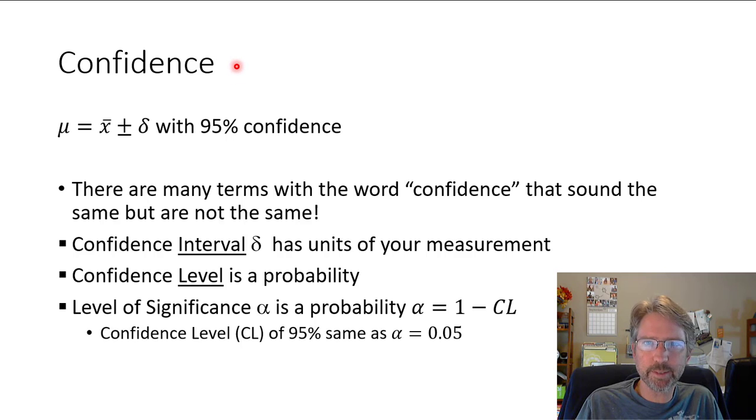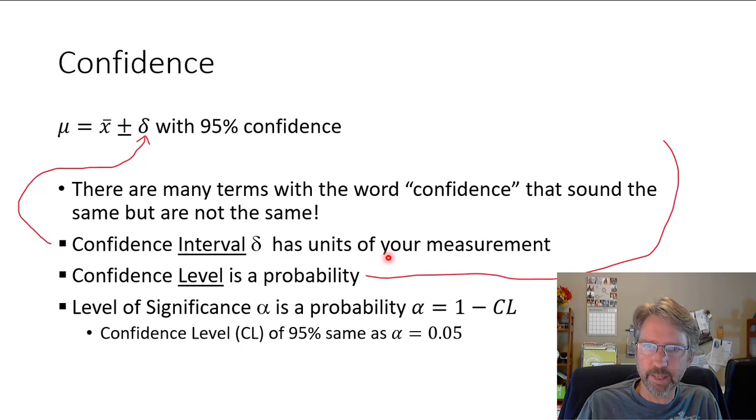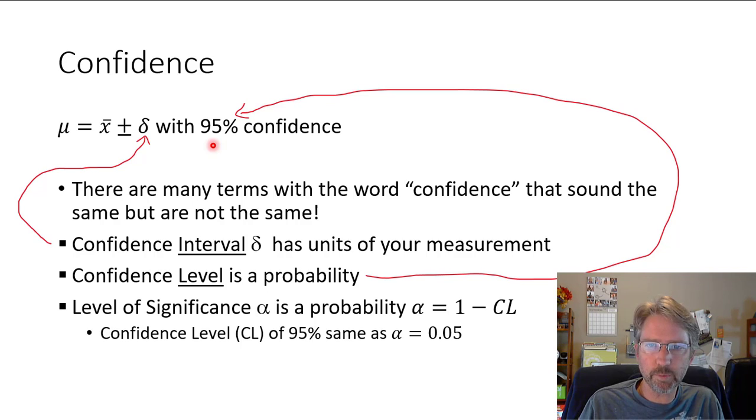Confidence comes up in this part of the chapter, and it's used for a couple of different terms. So don't just say confidence and sort of read ahead when you see that word. So we're looking at x bar plus or minus delta with 95% confidence. Delta here is the confidence interval, and it has units the same as your measurement. So if you're measuring in grams, it's in grams, centimeters, it's in centimeters. Confidence level is the probability, so a 95% confidence level is what we're talking about. So interval versus level sound very similar, but they're very different terms.